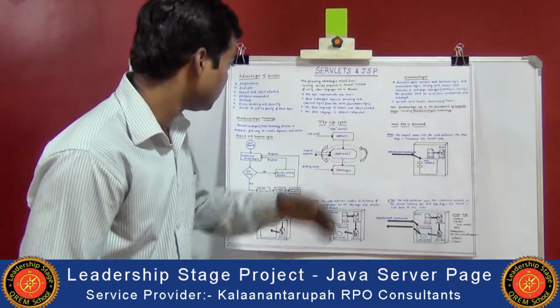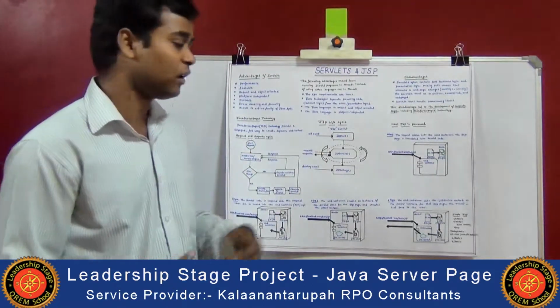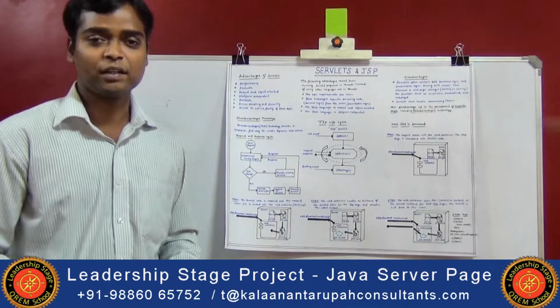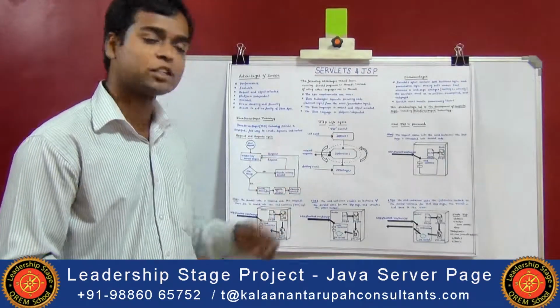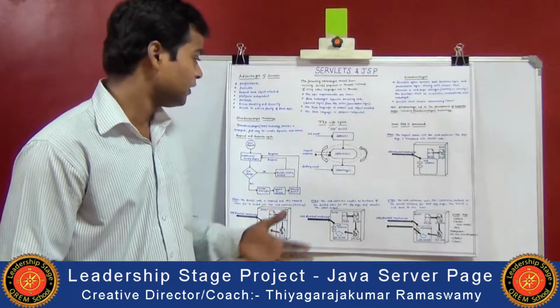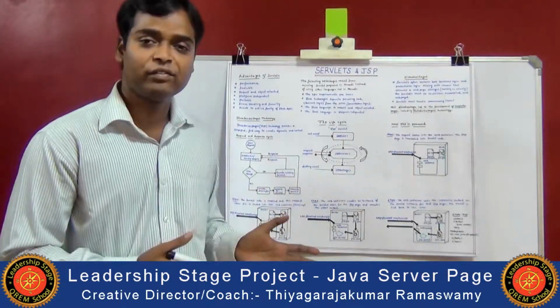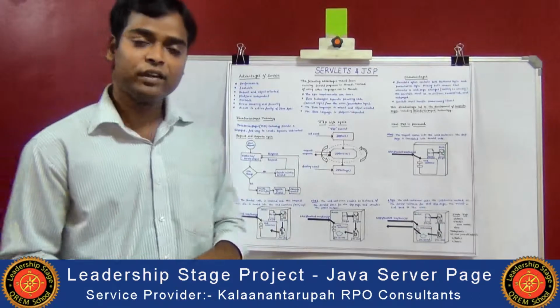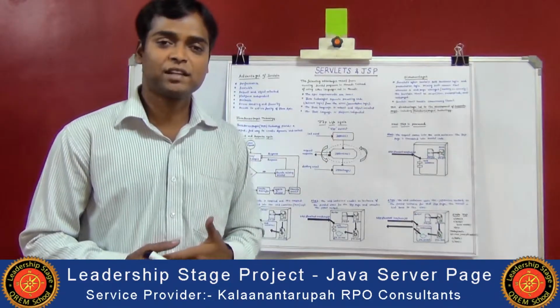And we'll discuss the JSP lifecycle. What is the life cycle of JSP? How many methods are there in JSP? How many phases are there in JSP? In total, I have designed 7 phases here. The first one is page translation.